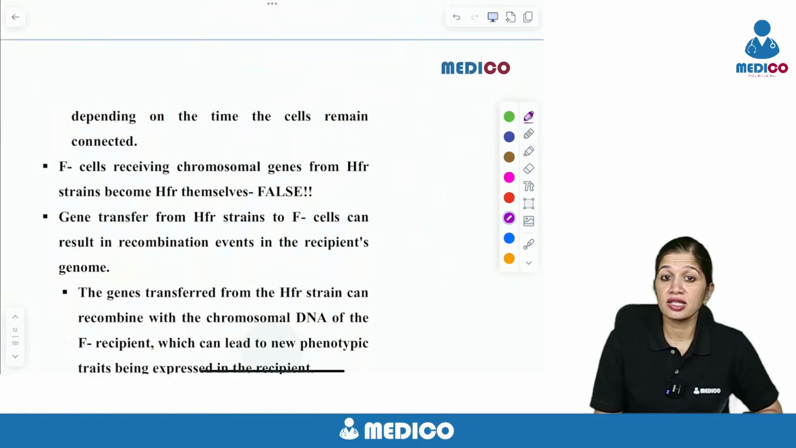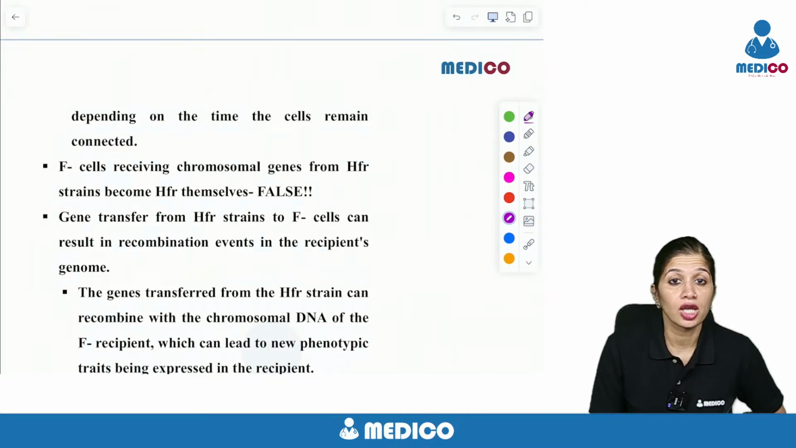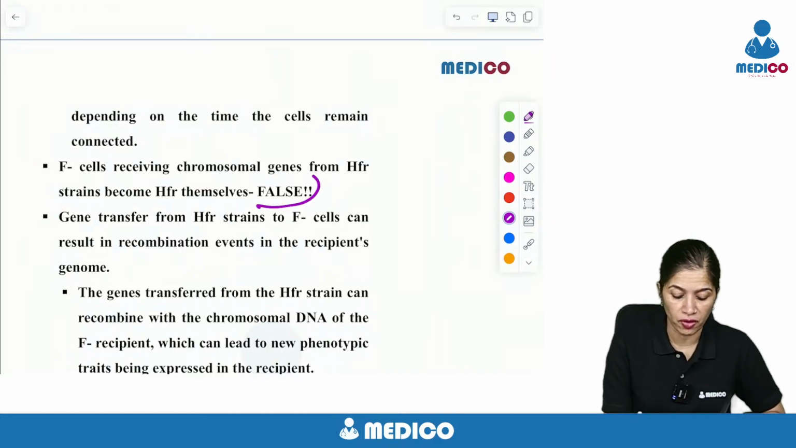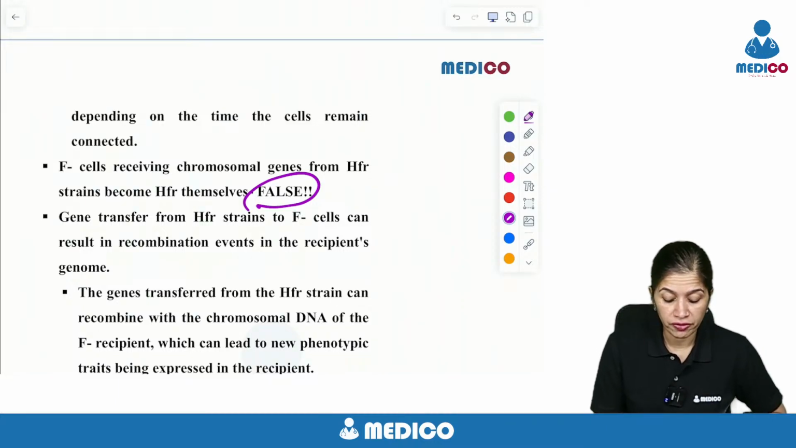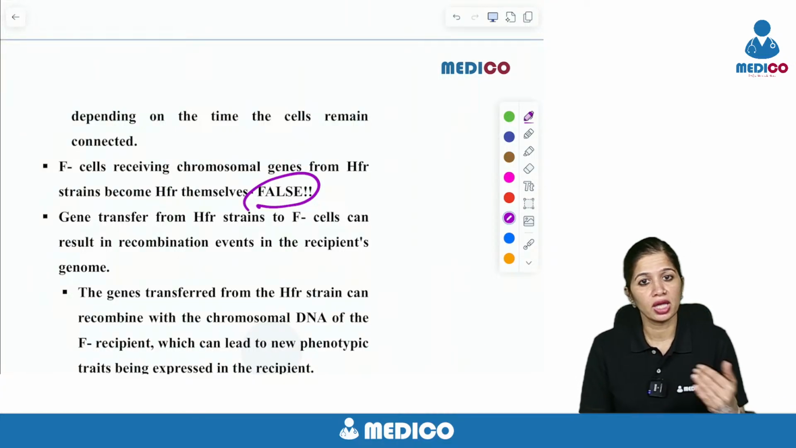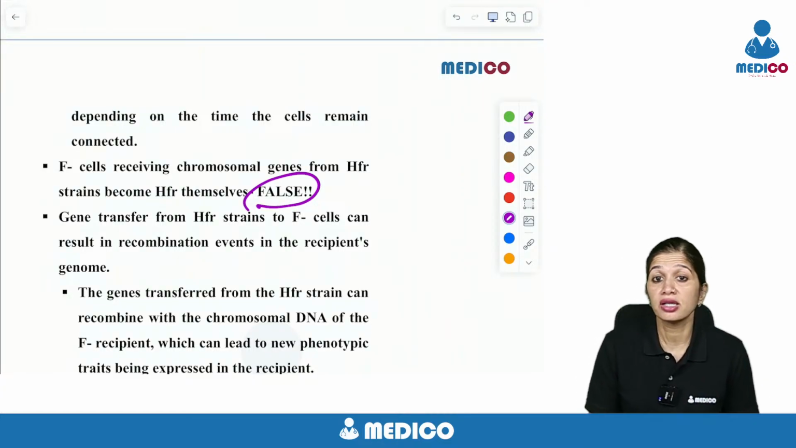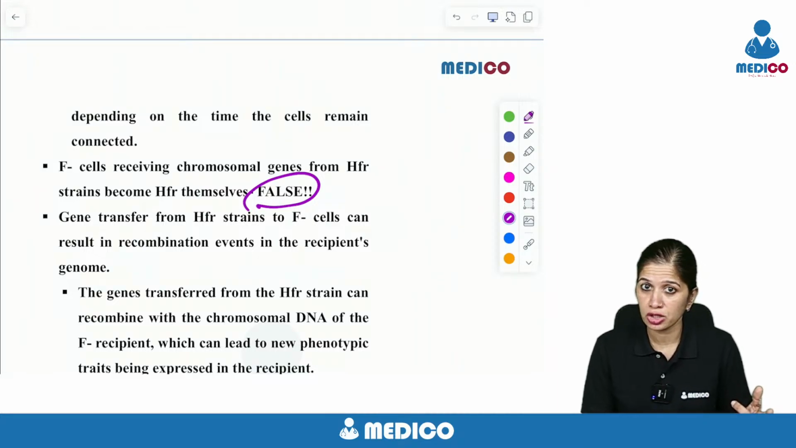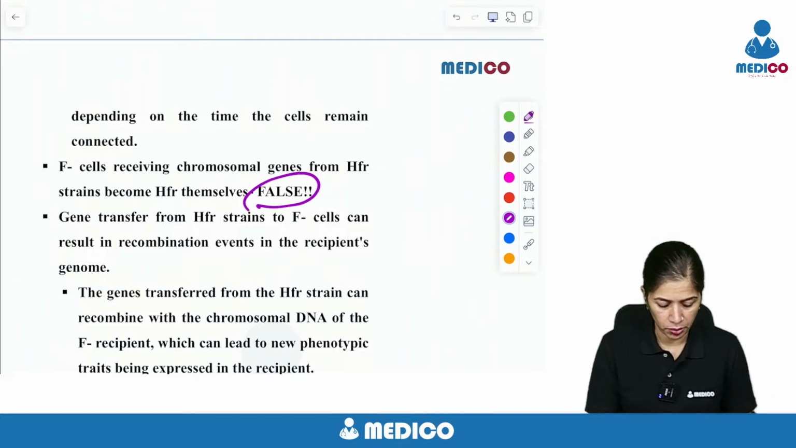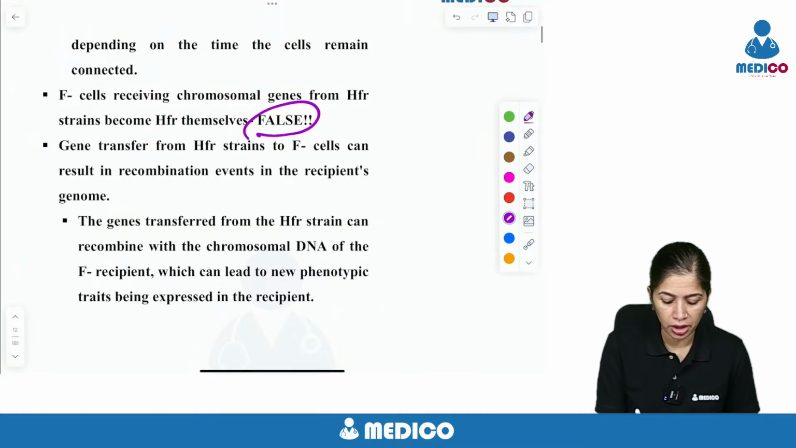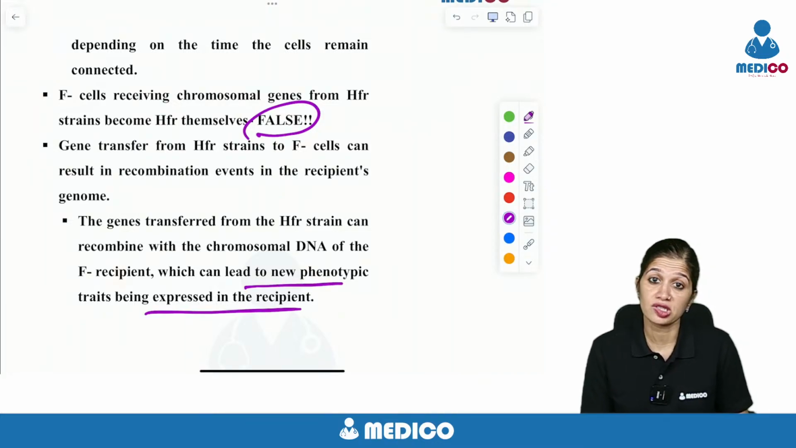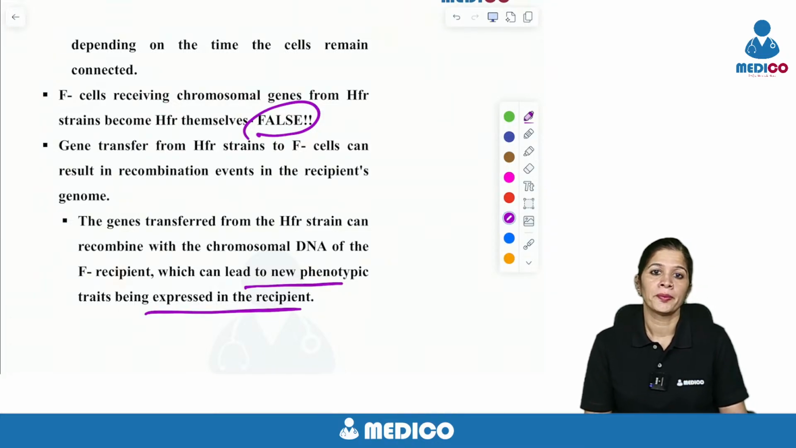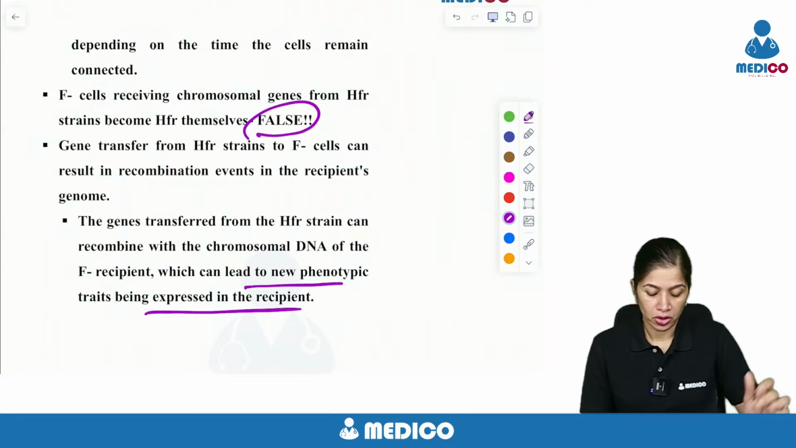F minus cells receiving chromosomal genes from HFR remain F minus. So this is false. Gene transfer from HFR strains to F minus cells can result in recombination. When you're giving a gene to the F minus cell, that can result in recombination. Remember the last image that I showed you? Yes, there can be recombination. Okay, so ultimately a new phenotypic trait can be expressed in the recipient. It's possible, isn't it? So this is about conjugation.